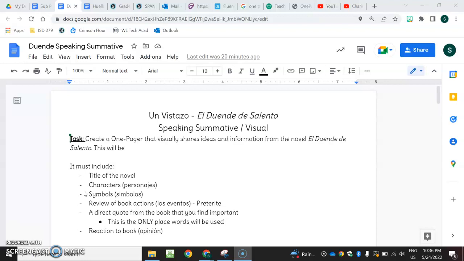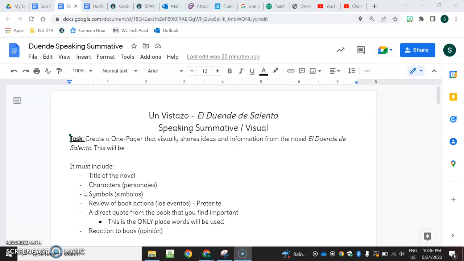The big piece is that you're going to include actions of the book, so los eventos. What is it that happened? So the highlights. You're not going to include everything from the 60-page novel, but pick out the key components of events that happened that would be important in talking about este novela.